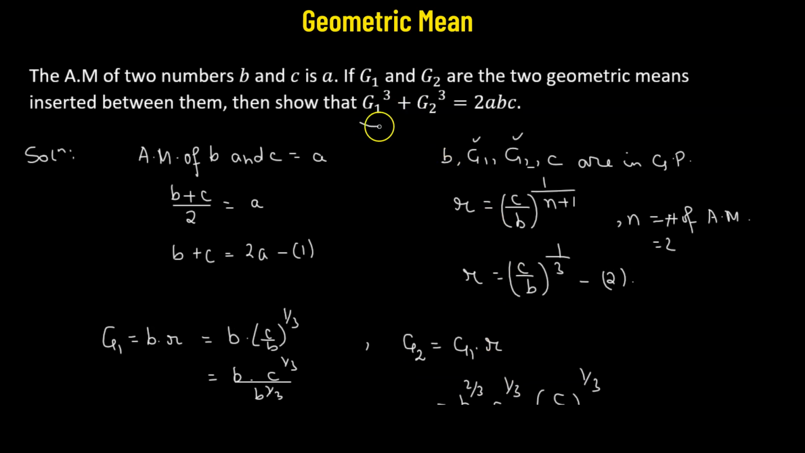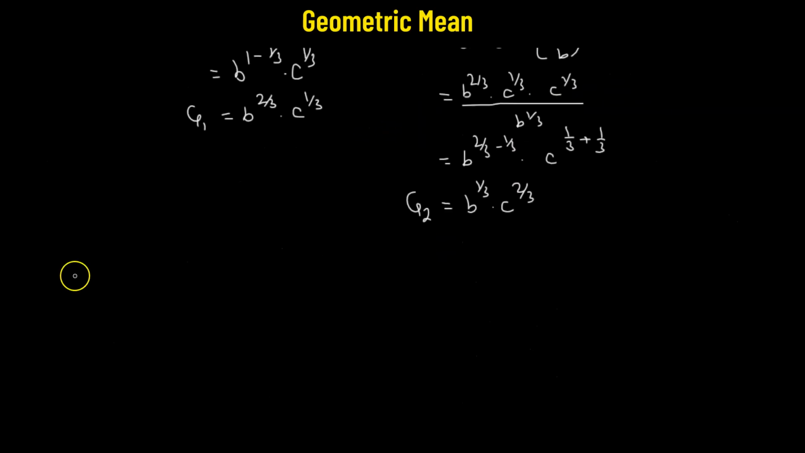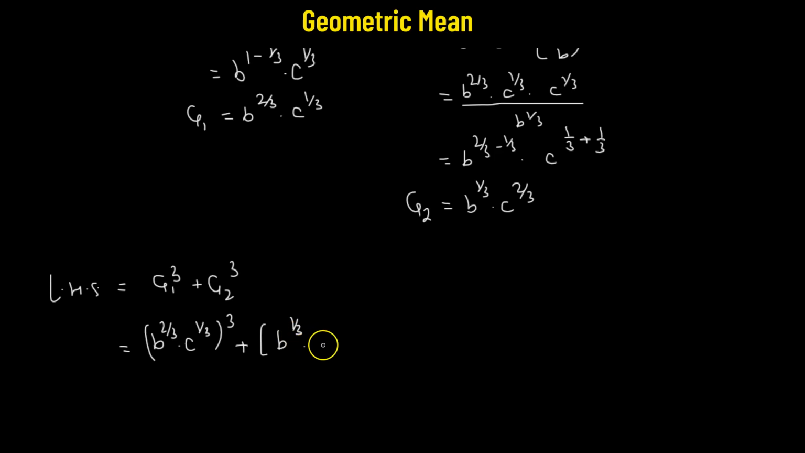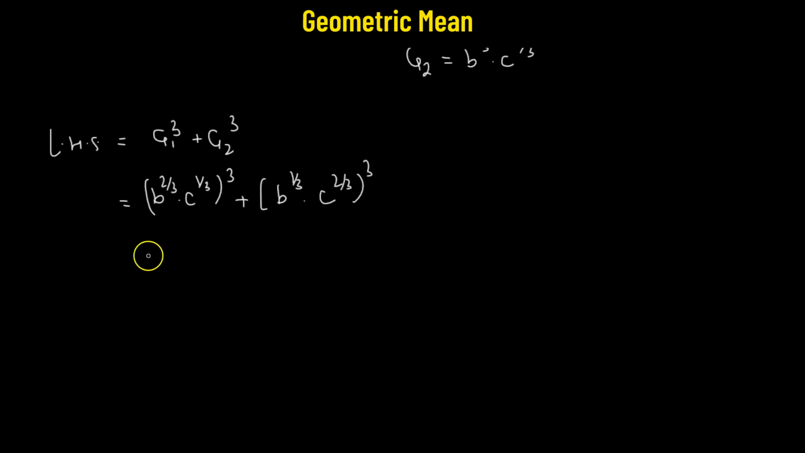So let's start from the left hand side of our equation. I have on the left hand side g1 cube plus g2 cube. So g1, that's b raised to the power of 2/3 times c raised to the power of 1/3 whole raised to the power of 3, plus the value of g2, which is b raised to the power of 1/3 times c raised to the power of 2/3 whole raised to the power of 3. This is going to give us b squared times c plus b times c squared, which equals, if we take b times c as the common factor, b times c times b plus c.